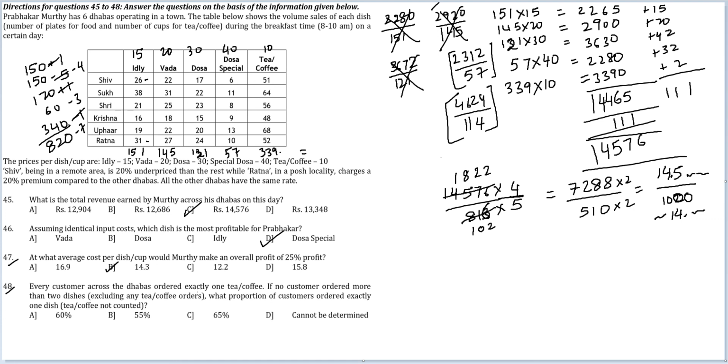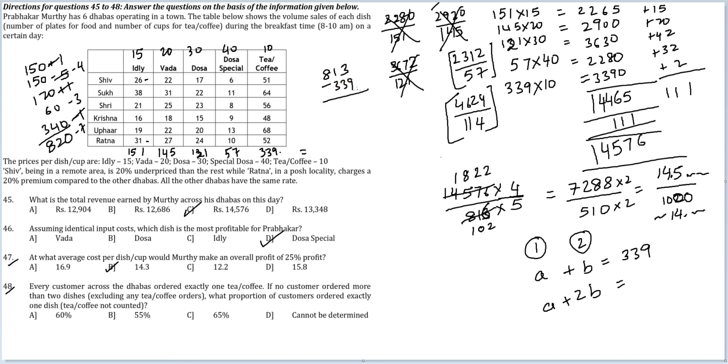Every customer across the dhabas ordered exactly one tea or coffee. If no customer ordered more than two dishes, excluding tea or coffee orders, what proportion of customers ordered exactly one dish, tea or coffee not counted? Okay, let's see. This effectively tells me there are 339 customers. So I'm naming the people who ordered one dish and the people who ordered two dishes A and B. A plus B is equal to 339. Also, A plus 2B is equal to the summation of these numbers, 813 minus 339.